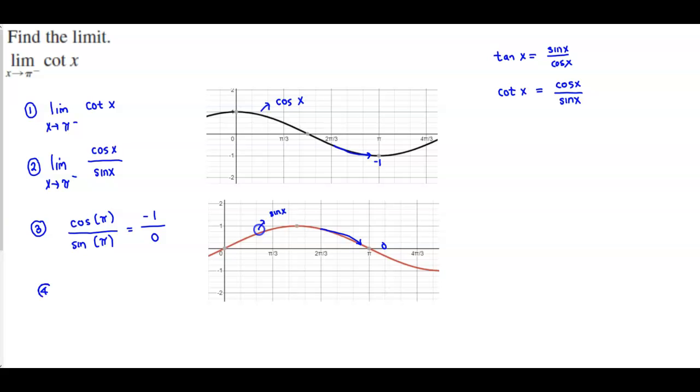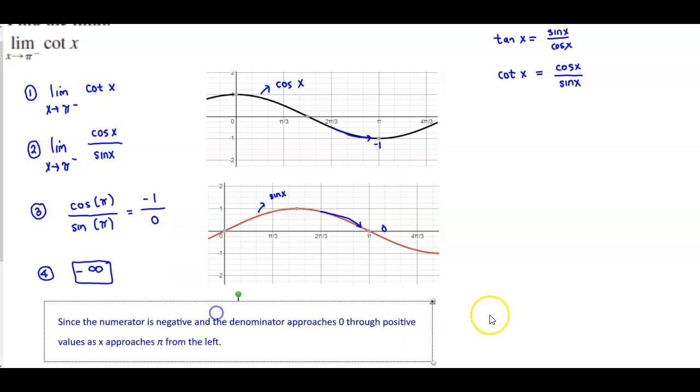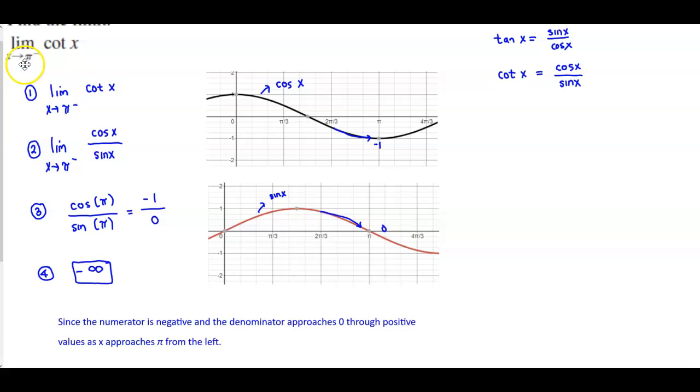Well, since it's a negative in the numerator and 0 in a positive, that means that the limit is then going to -infinity. So let's go ahead and summarize this result. So we can say that the limit as x approaches pi from the left of cotangent of x is equal to -infinity. Since the numerator is negative and the denominator approaches 0 through positive values as x approaches pi from the left.